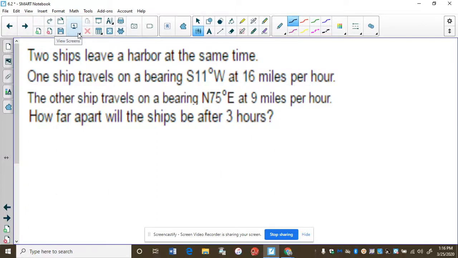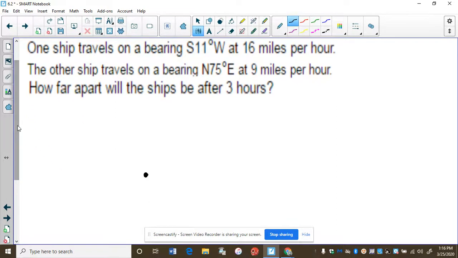Okay, another boat problem brought to you by Math Excel. Two ships leave harbor at the same time, so we need to know where our harbor is. So let's put our harbor right here. This is the point that they're leaving from.